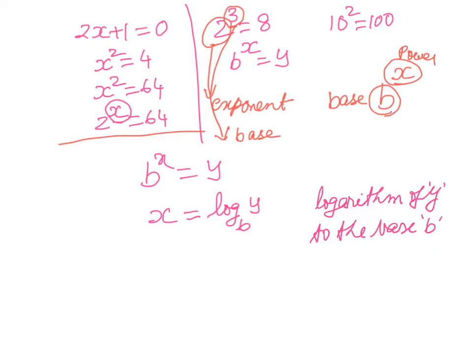Let's see how we use it in our calculator. 2 to the power of x is equal to 64. First, we make x the subject of the formula. So I bring this x here, the subject of the formula. Then I write equal to, and I write a logarithm, and I bring this 64 here. And I have a base.